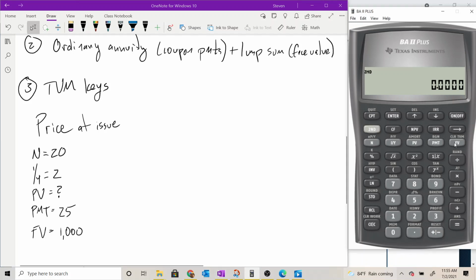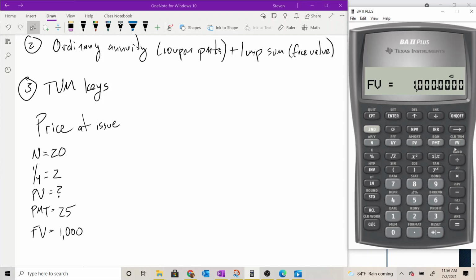We'll start by clearing out time value money. So all the time value money keys have 0 recorded on them now, and then we'll go left to right to make sure we don't miss anything. N is 20, so we'll type in 20 and press N to store it. I over Y is 2, so we'll type in 2, press I over Y to store it. We'll skip over present value since that's what we're solving for. Payment is 25, so type in 25 and press the payment key. And then future value is 1,000, so we'll type in 1,000, press the future value key to store it.